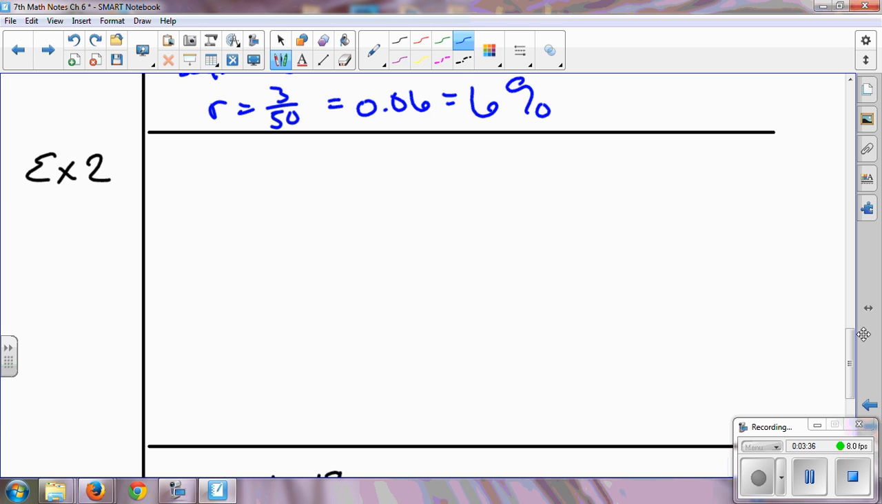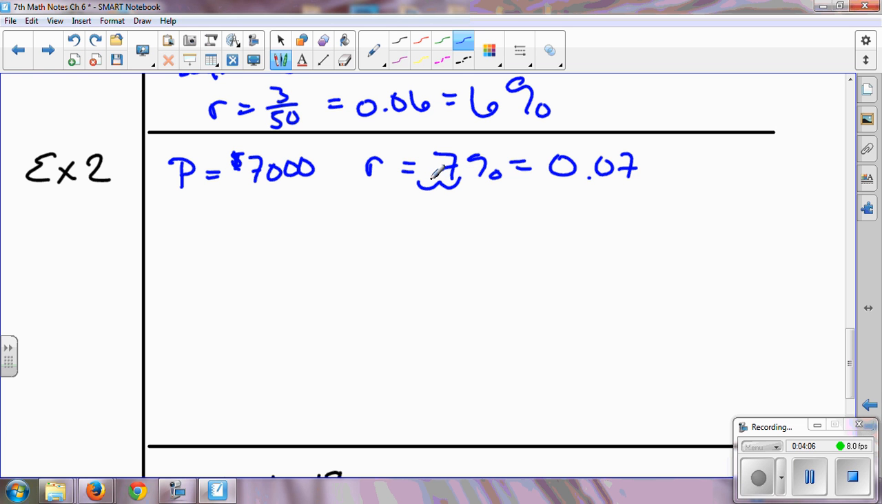Example 2 says Olivia deposits $7,000 in an account that earns 7% simple interest paid annually. About how long will it take for her account balance to reach $8,000? I'm going to start off with writing what I know. Olivia deposits $7,000, so what she deposits is her principal, that earns 7% simple interest. So my rate is 7%. I will turn this into a decimal of 0.07 by moving my decimal 2 places to the left.